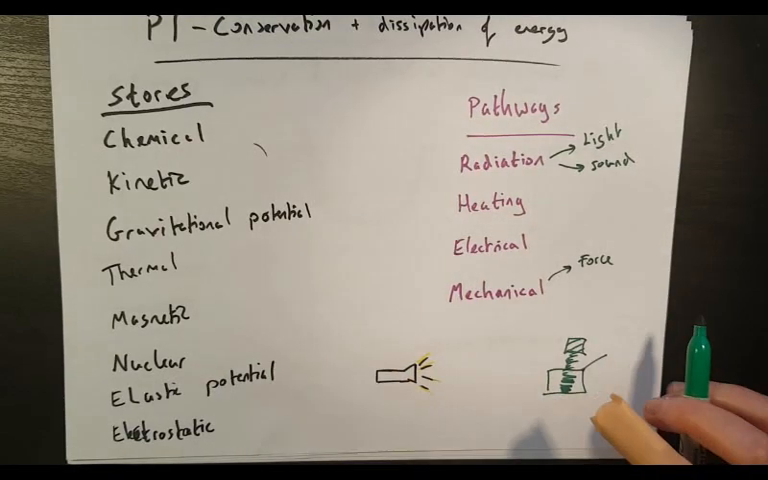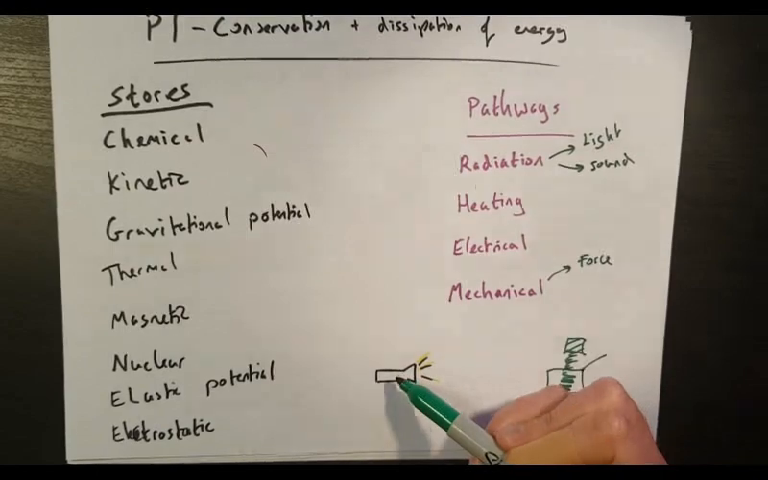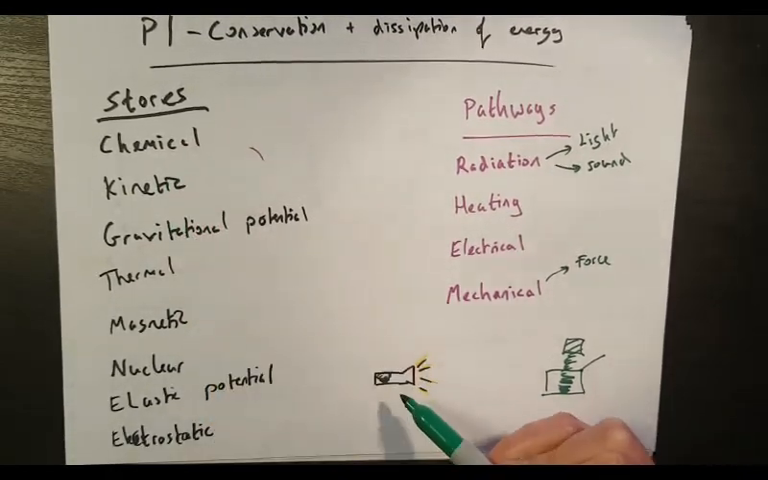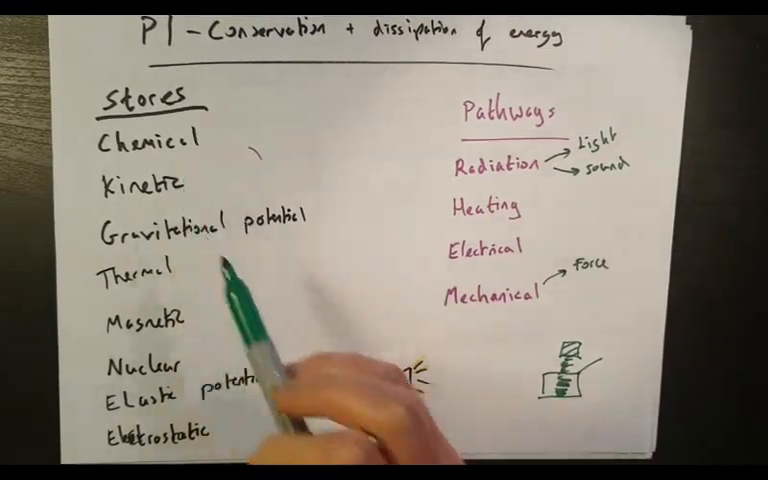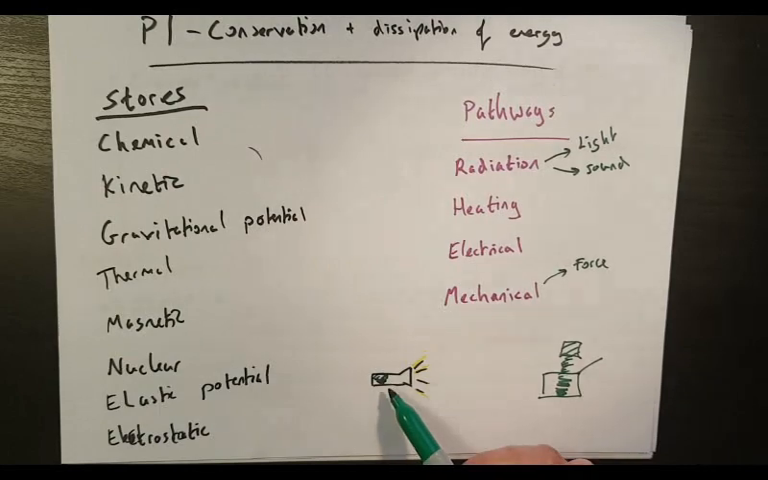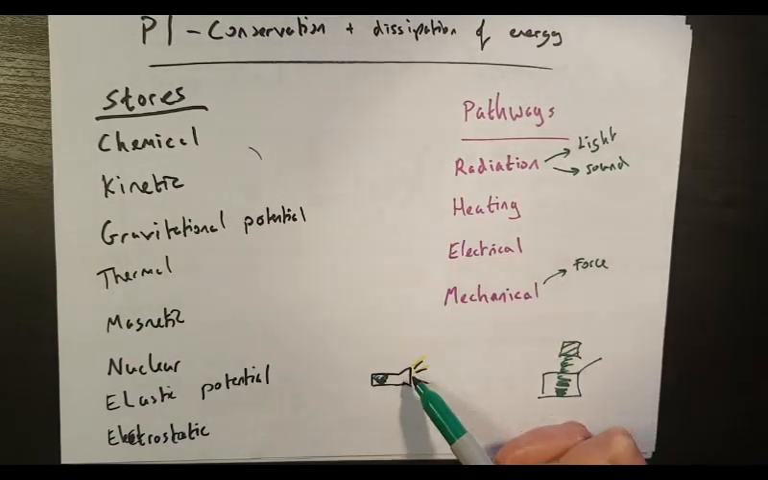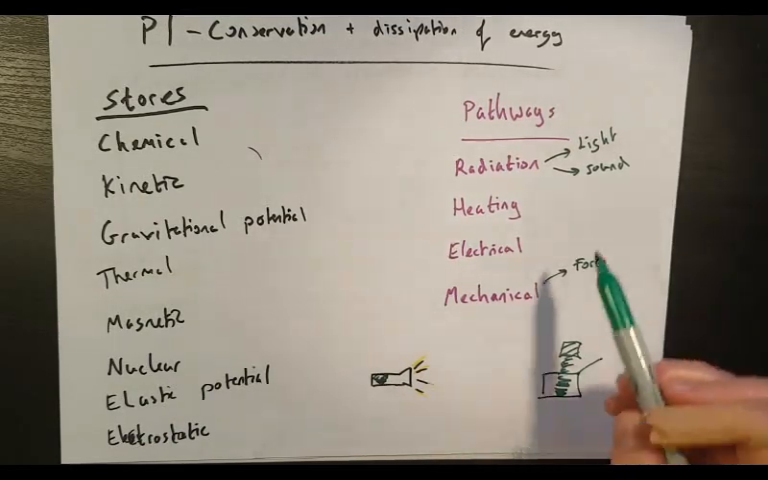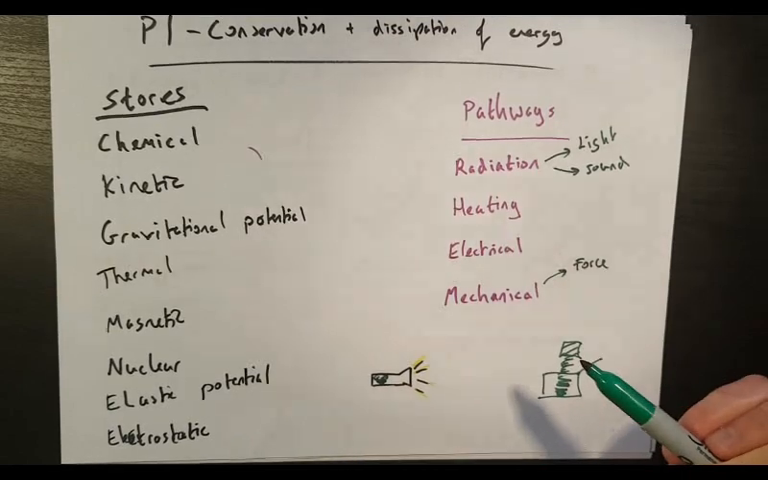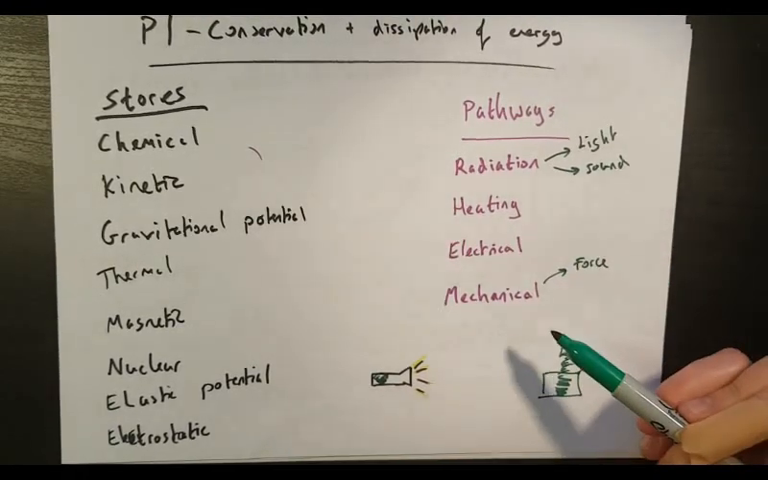So let's have a quick look at an example of this. Classic example is a battery operated torch. If there's a battery in there, which one of our stores does it start with? Well, that would be a chemical store of energy. And it's going to go via the electrical pathway. And then we're going to transfer energy out via our light pathway. We'll go into later, is it all through the light pathway, or does something else happen? Is there some energy wasted?